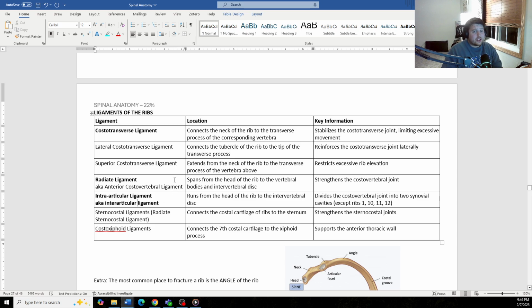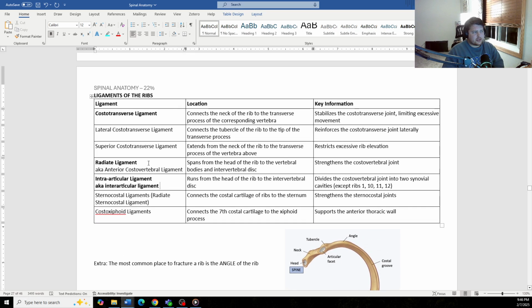Low chance of getting asked about ligaments of the ribs. So if you're going to spend your time memorizing something, don't spend a lot of time here.